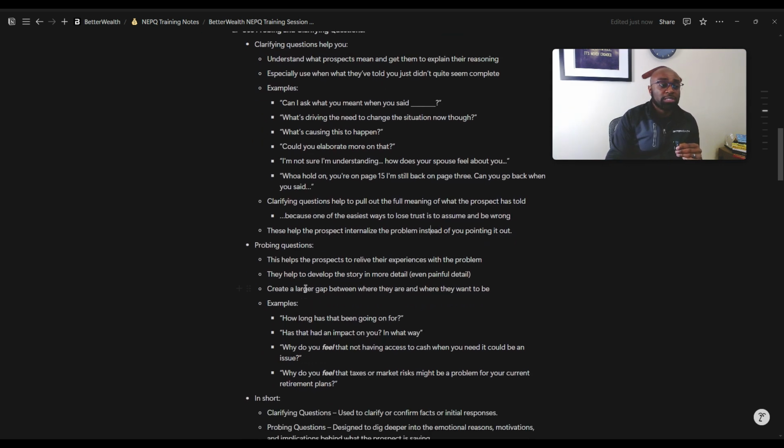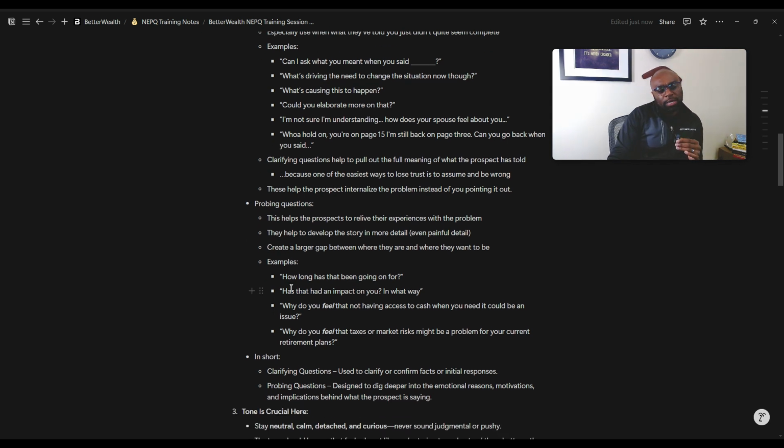Okay. Now, probing questions are a little bit different. There are some similarities, but this helps the prospect to really start to relive their experiences with the problem. And it helps to develop out the story a little bit more, even to painful detail in some instances. So what this does is it creates an even larger gap between where they are and where they want to be. So here are some examples. How long has that been going on for? Has that had an impact on you? In what way? Or in what way though?